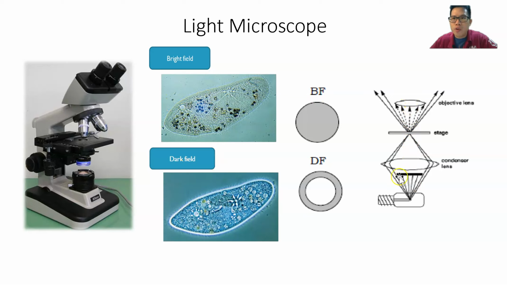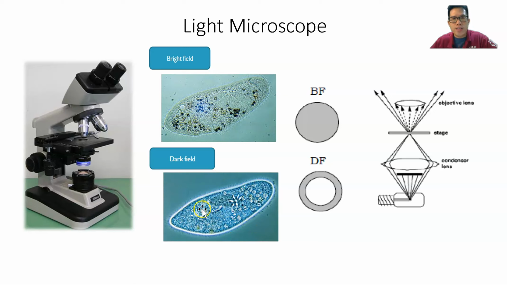Whereas for dark field, you have what we call a dark field light stopper here. So what happens is that the light does not actually go through your sample. Instead, it is reflected out from the side. That's why you see a darker background, but they have different usages.